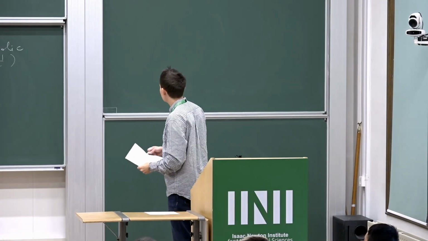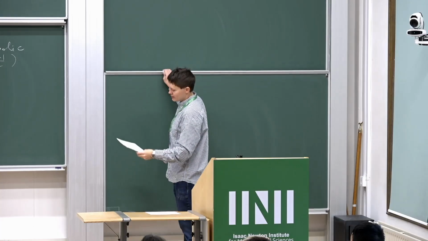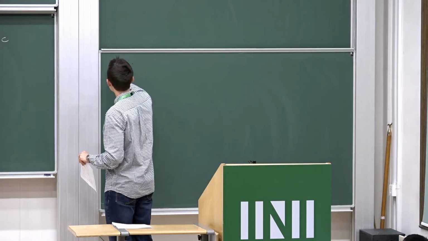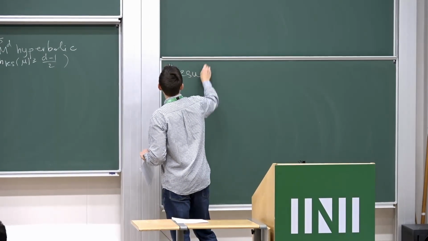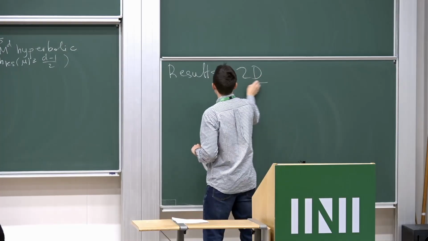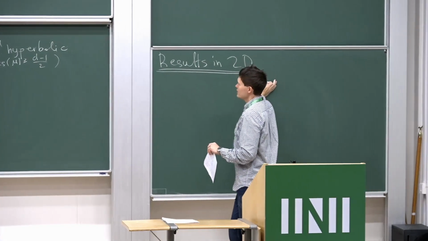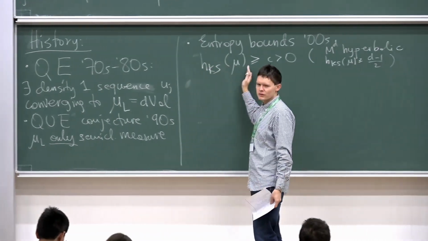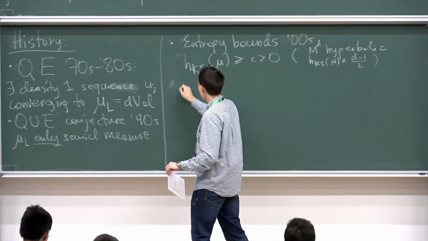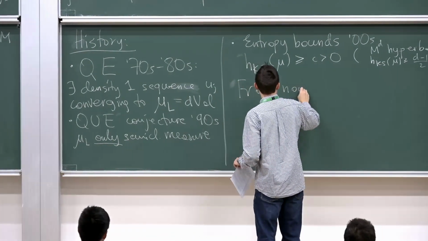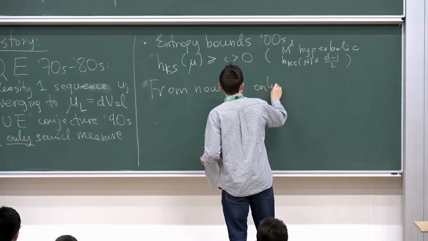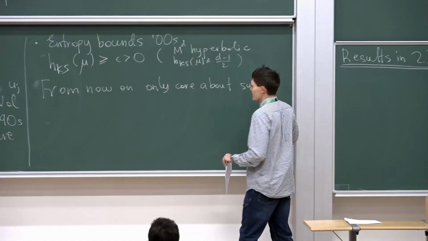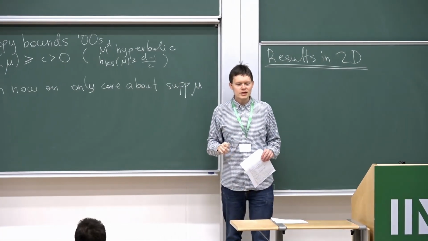Now I will present some results that are somewhat more recent. Some are more recent than others. I'll start with the results in dimension 2, so for surfaces. There are different restrictions. For example, you can talk about the entropy of a measure, but in this specific talk, from now on, I will only care, conveniently, about the support of a semi-classical measure. So it's a geodesic flow invariant set.